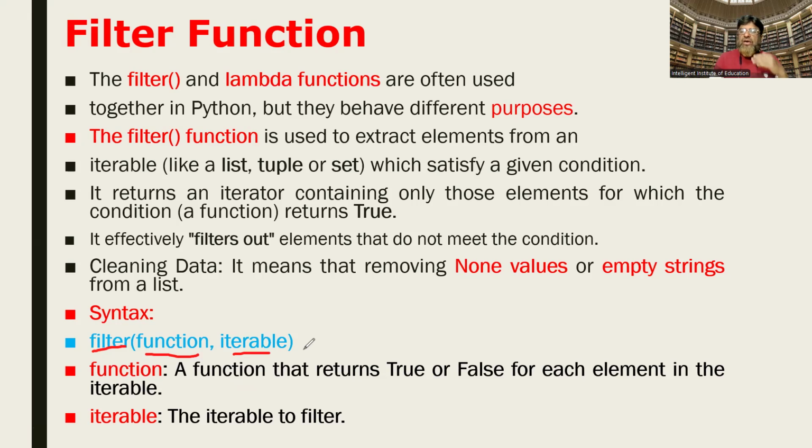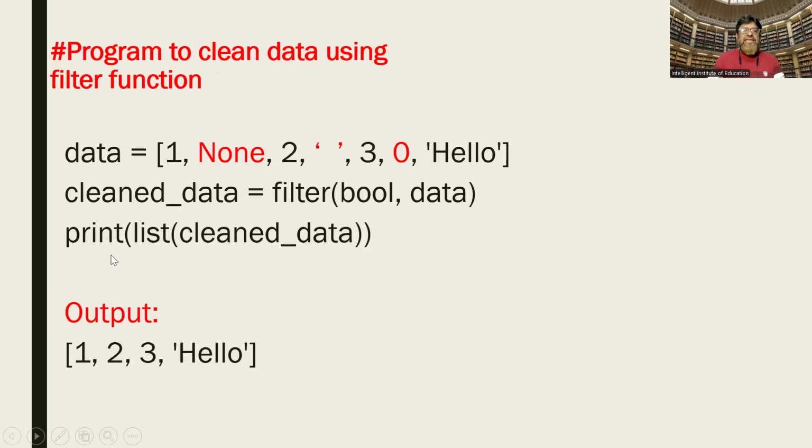Now I would also like to tell you that whatever condition we apply, when the condition is met, the result comes in the form of True, or else False, isn't it? Let me go to the next. Here in data science we have the data 1, None, 2, an empty string, 3, 0, and hello. Now I'm going to filter out this data and clean it with the help of the filter function. So unwanted data will be removed and the output will be 1, 2, 3, and hello.